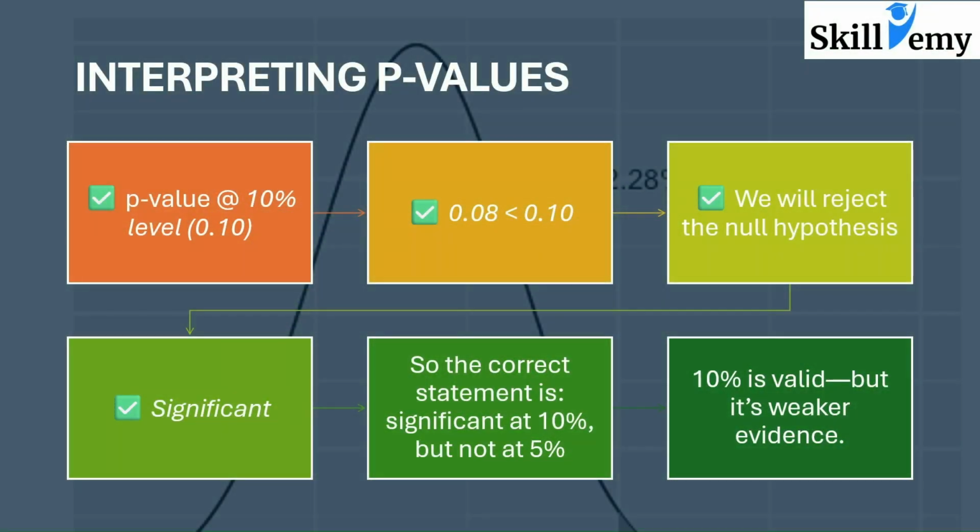So basically, this is how to interpret a p-value result when you run the analysis and it is greater than 0.05 but less than 0.1.